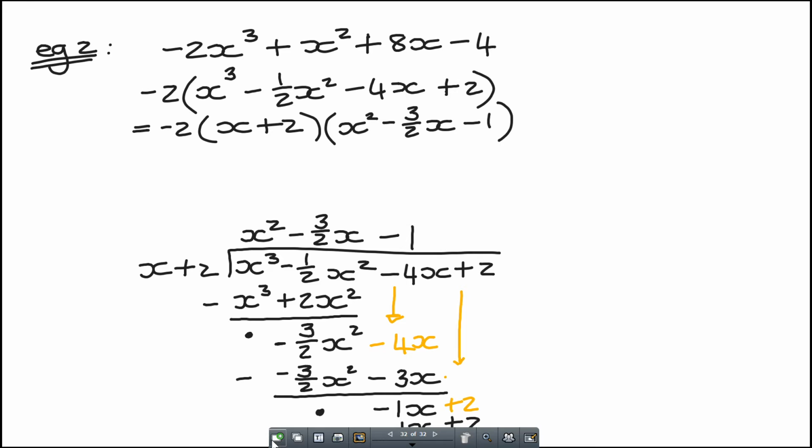Right, so this was the long method of working out. Okay? So, let's do Barry's method. Solving of cubic polynomials.